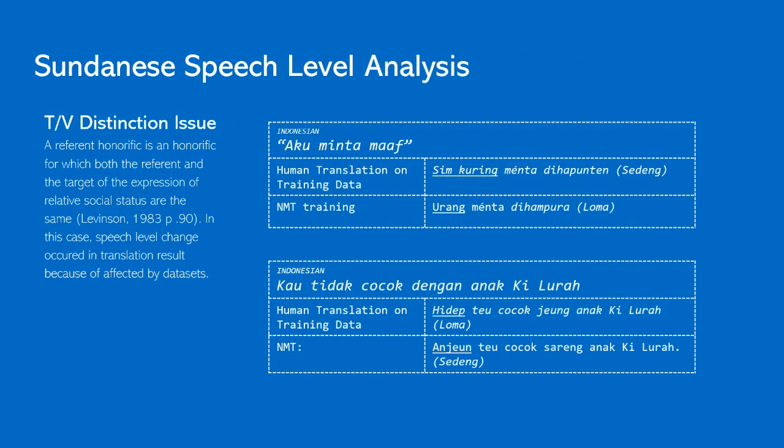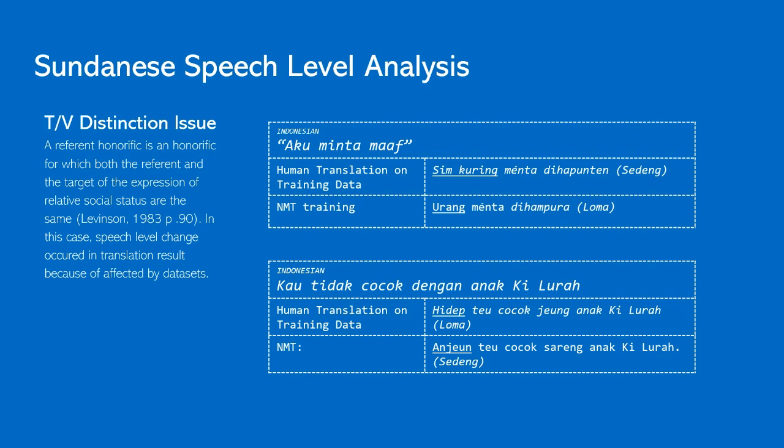So continuing from the translation problems in NMT, we collect sample data here from the results of our NMT. This is the most frequent issue in our NMT, when the two-fold distinction is quite problematic in context. Ideally the result should be the same, but in NMT the result follows what is in the training data, which dominantly comes from formal language, or in this case bahasa loma. So for aku minta maaf in bahasa Indonesia, when it is translated through our NMT, it says urang minta dihampura instead of simkuring minta dihapunten.